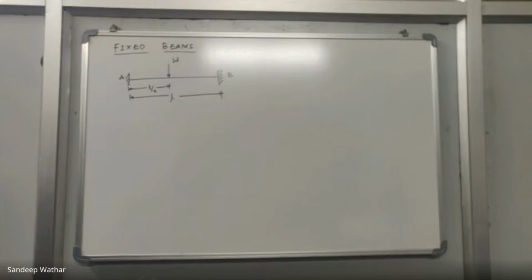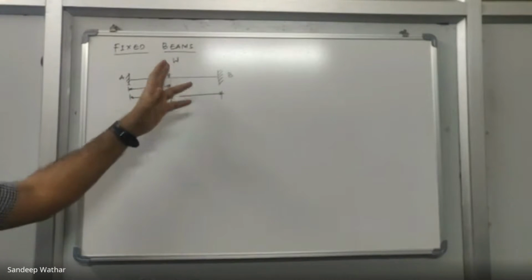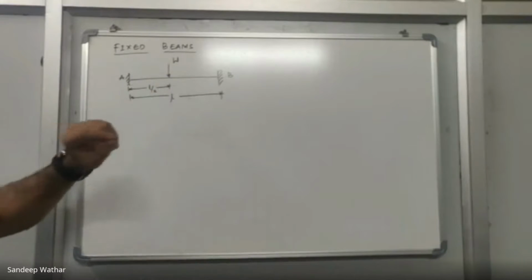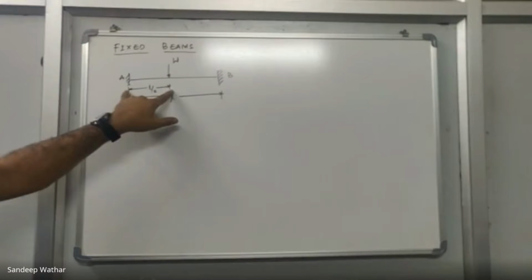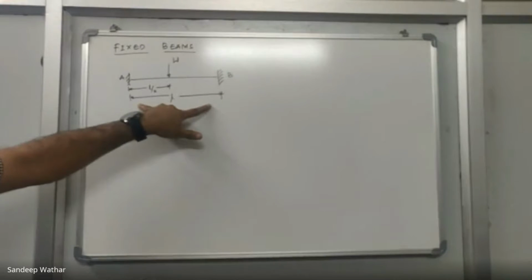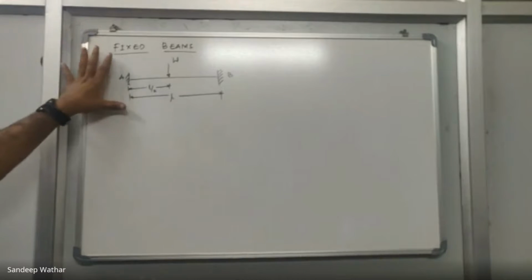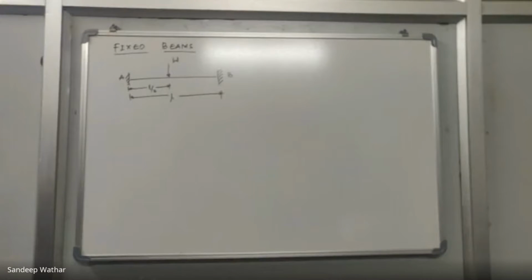So the first thing we'll do is that I have taken a fixed beam over here and I have loaded it with a single point load, which is at mid span, L by 2 distance from A and L by 2 distance from B also. So the total length is L, right? We need to analyze this fixed beam. So how do we analyze this fixed beam?